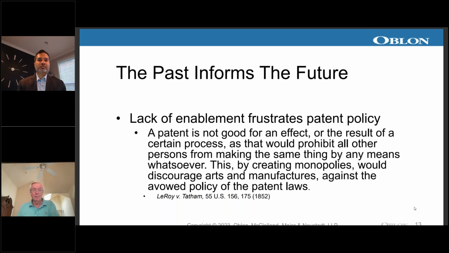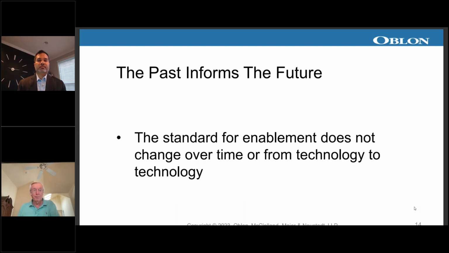Next slide, please. And one of the things that's important is the standard for enablement does not change either over time or from technology to technology. In other words, the standard today is the same as it was back in 1813. But technology changes. And what may have been a very unpredictable art has become predictable. So now let's go to the next slide, please.